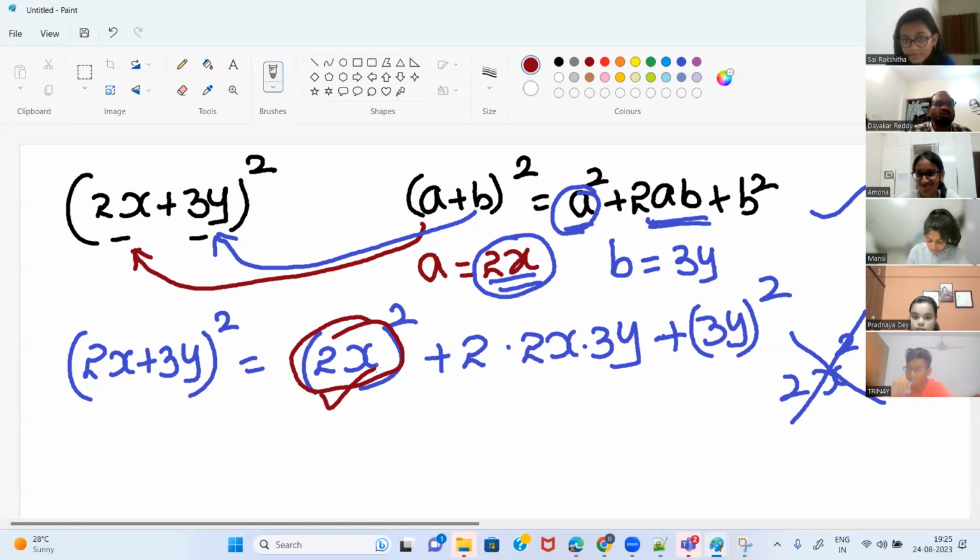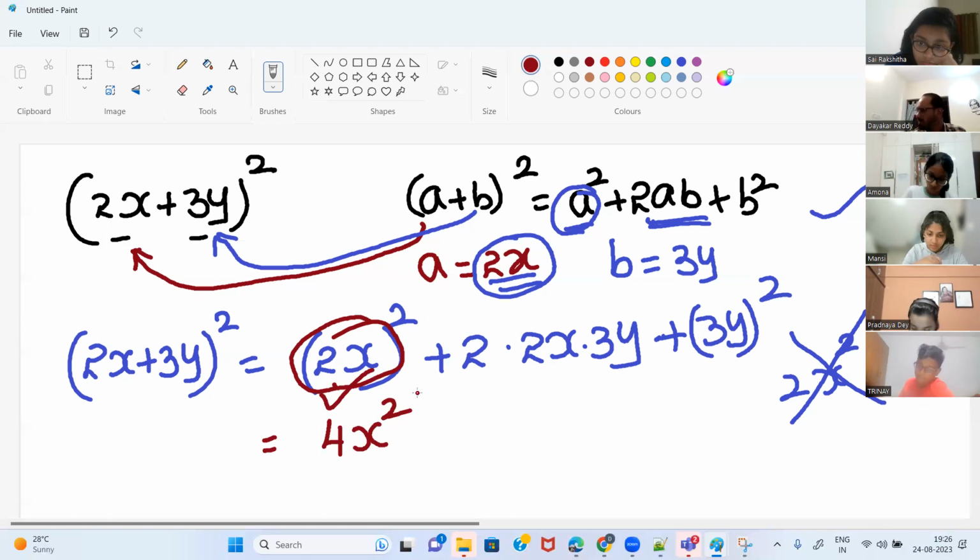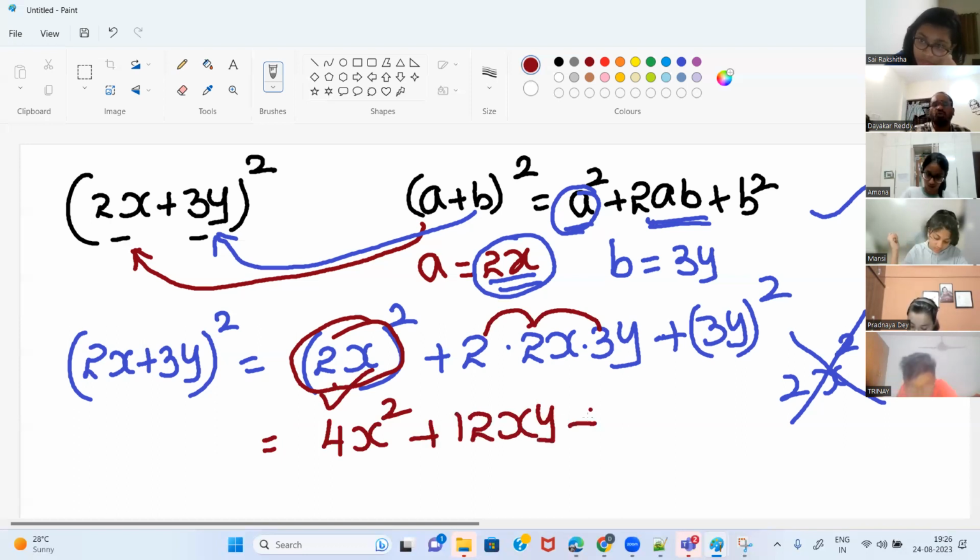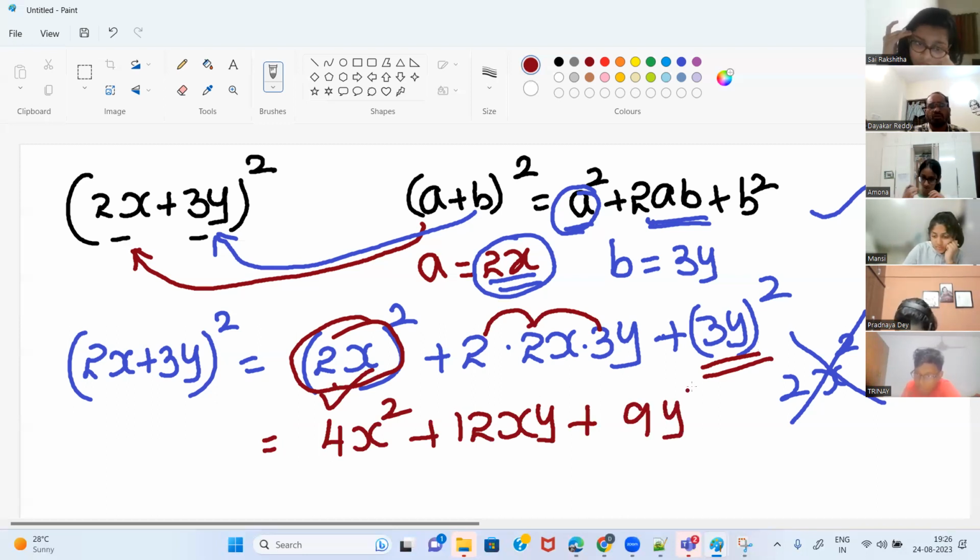This we discussed in exponents also, right? Isn't it? Already solved the problem. Not sure if it was correct or not. You should tell, otherwise how do I know? 2x whole square is nothing but 4x square, right? Now see here, plus 2 4s are 4, 4 3s are 12, variables are x, y. What about 3y whole square, children? 9y square. You should tell, otherwise how did I know?